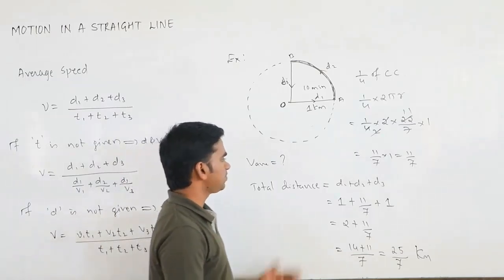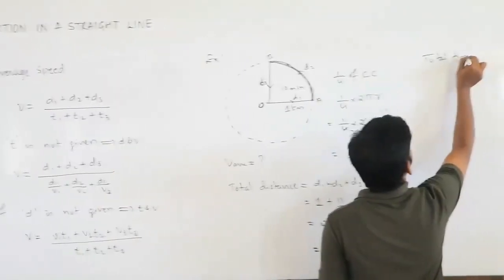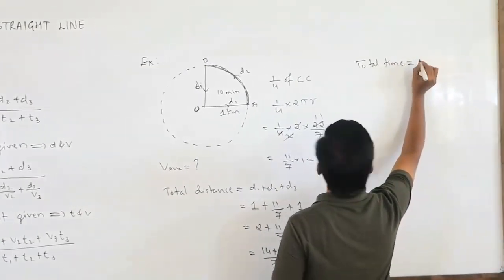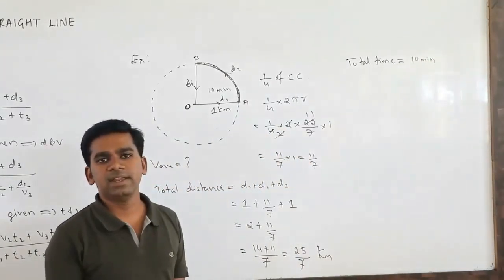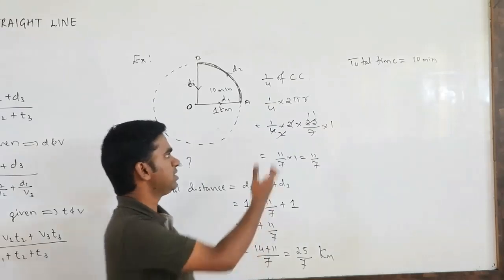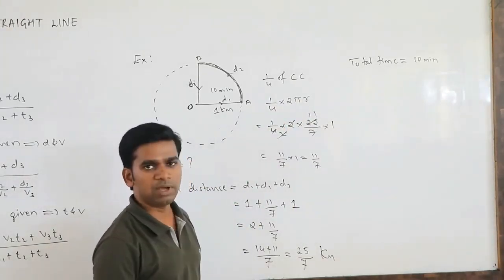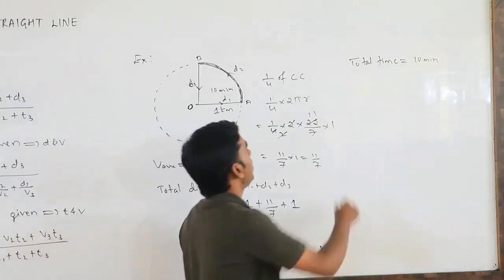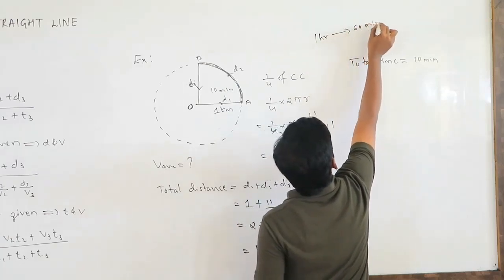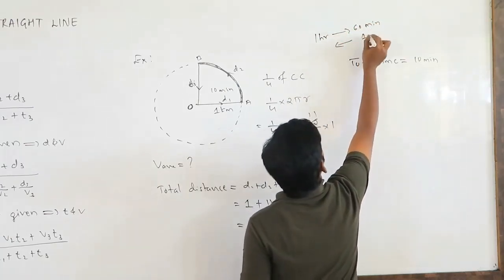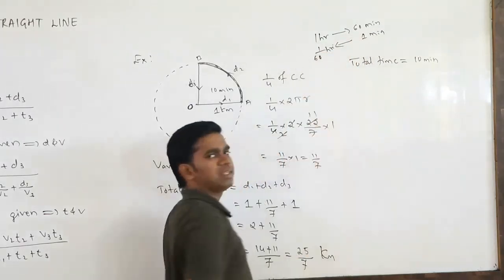Okay. So now, total time. No need to calculate, total time is given. Total time given is 10 minutes. I said you are better off converting to a standard unit. So since it is in kilometer, I want to convert into hours. How can we convert minutes into hours? Divide by 60. 1 hour is 60 minutes. So 1 minute means 1/60 hours. Getting?